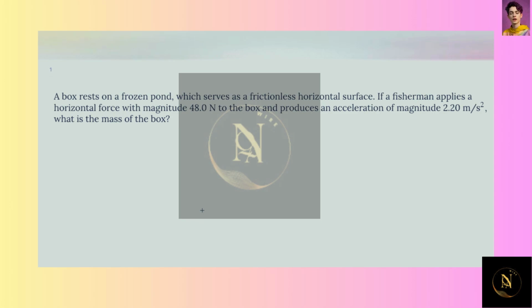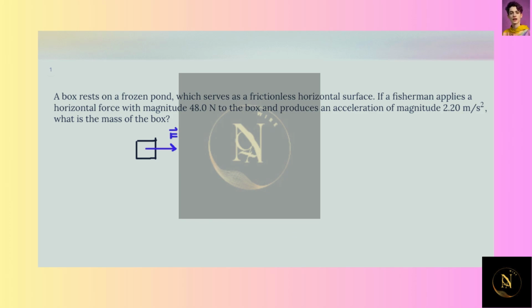Okay, so what we have here is a very standard Newton's second law problem. We have a box on a frozen pond, and a fisherman is applying a horizontal force. We'll go ahead and draw that with a blue arrow, and that is being indicated by this vector right here.